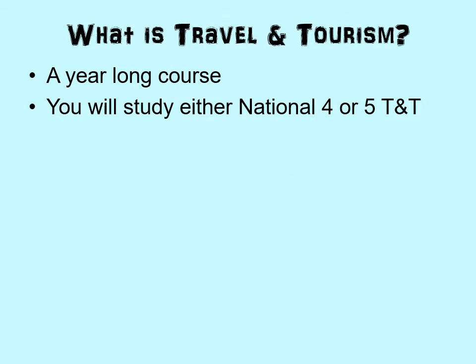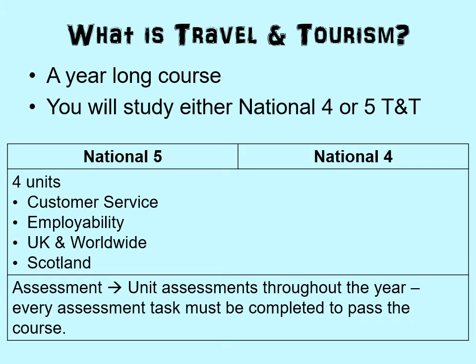So, what is Travel and Tourism? Travel and Tourism is a year-long course which will give you either a National 4 qualification or a National 5 qualification. Now, the really good news about Travel and Tourism is there is no exam at the end of the year, which is brilliant. And there's also no coursework like an added value unit or an assignment.